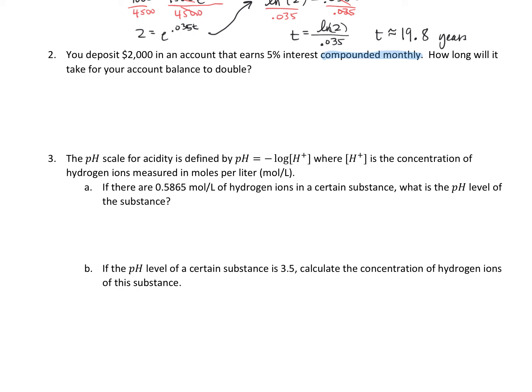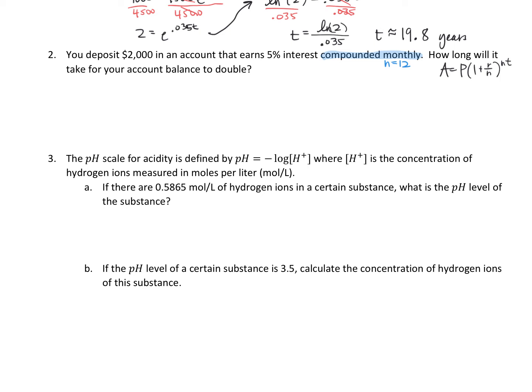So this formula is going to be A equals P times (1 plus r over n) raised to the power of nt. A is the amount at the end of the time period, P is the principal, r is still the interest rate, t is still the time, and n is the number of times it's compounded per year. So in this case, it's compounded monthly. That means n is going to be 12. 12 months in a year, so 12 times per year.